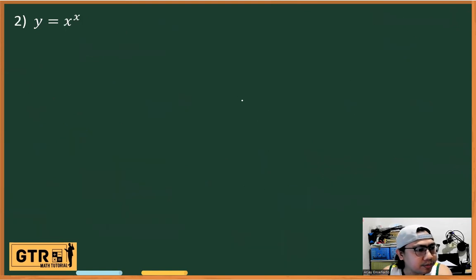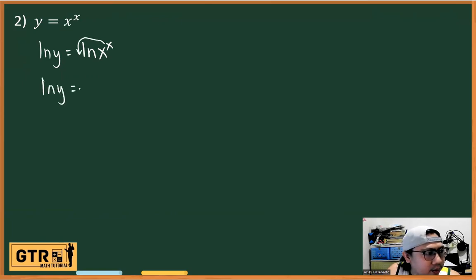Okay, so next, number 2. So if we have y equals x to the x, find the derivative. So to solve this type of problem, just get the ln of both sides. So we have ln y equals ln x to the x. Then apply the properties of logarithm. If we have an exponent, just put the exponent here. So we have ln y equals x ln x.